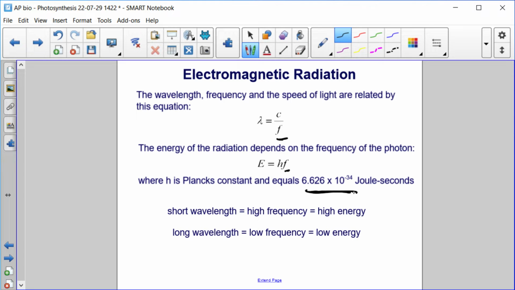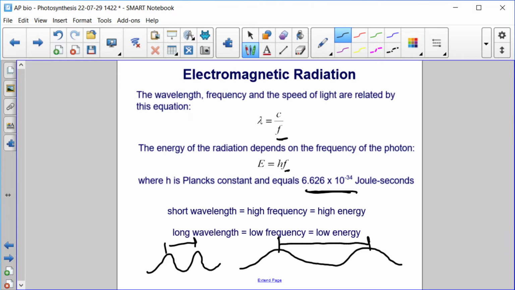Here are some relationships that are worth knowing. If the wavelength is short, then the frequency is high and the energy is high. And remember that wavelength is measured from peak to peak. If the wavelength is long, so let me stretch this wave out a little bit, so this is a much longer wavelength, then the frequency is low and the energy is low. So the wave that I drew on the left would have a higher energy than the wave on the right, which would have a lower energy.